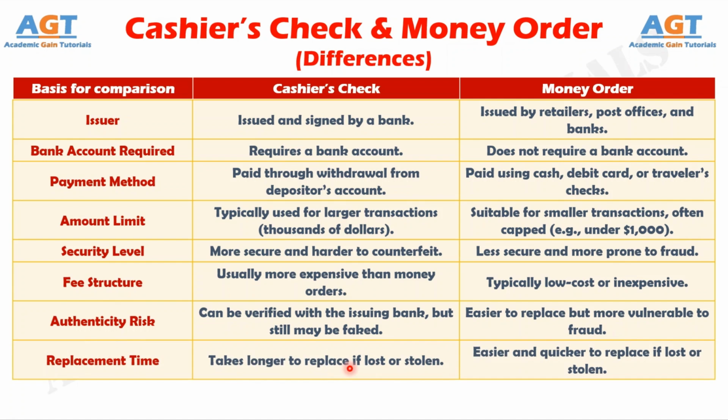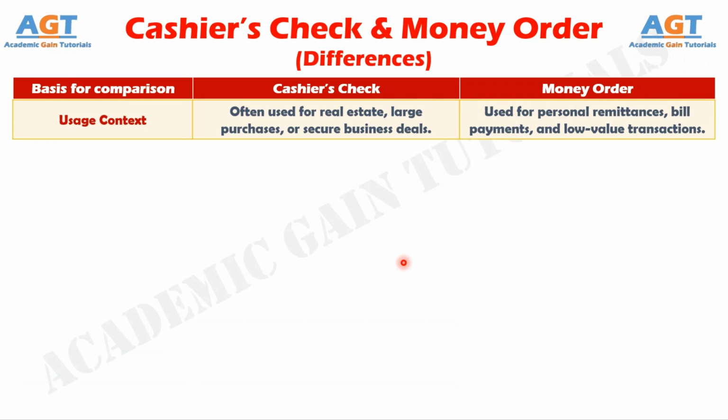Number 8. Replacing a lost or stolen cashier's check can take a long time, often weeks or months, whereas replacing a money order is relatively quick and straightforward with a receipt. Number 9. Cashier's checks are often used for large, formal transactions like buying a house or car, whereas money orders are suitable for everyday needs like paying bills or sending small amounts.